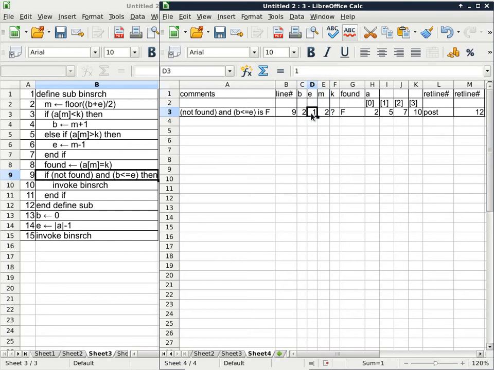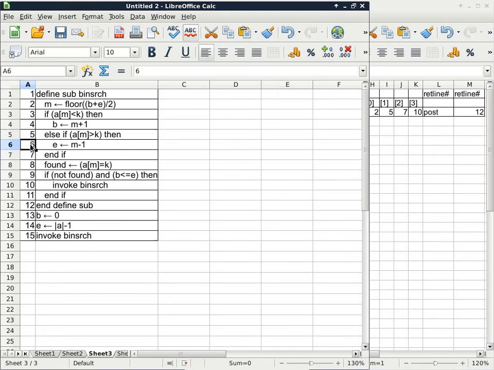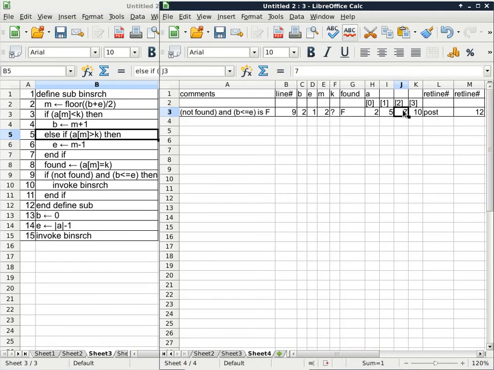Well, E is not supposed to be less than B. So the fact that it is less than B at this point has to be the doing of the conditional statement that I just went through. So that means, because E is 1, I know that it must have gotten the value of 1 through line 6. And because it went through line 6, I know that A bracket M is greater than K. So that means J, column J, which has a value of 7, has to be greater than the value that I'm looking for, which is K.